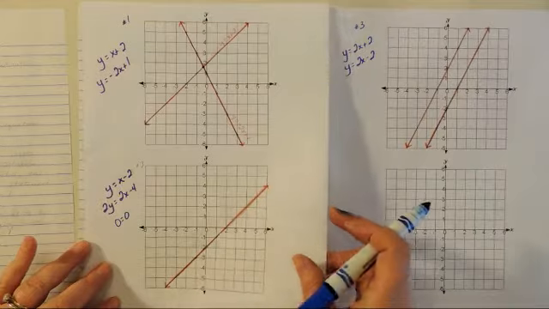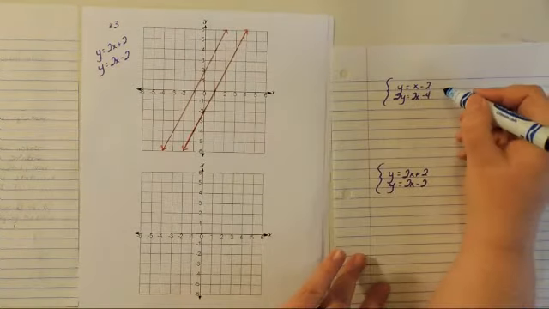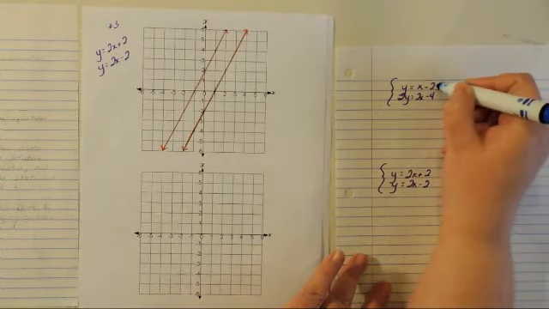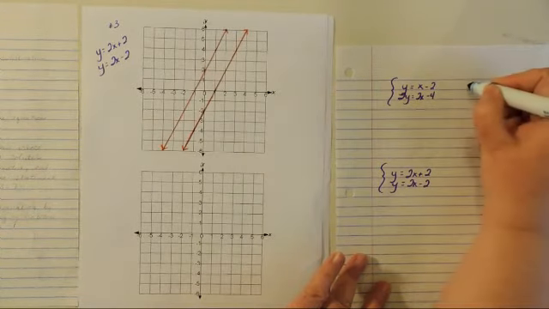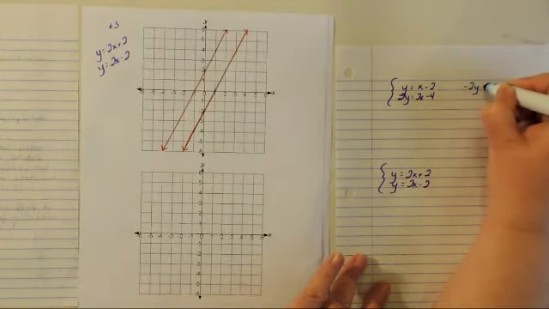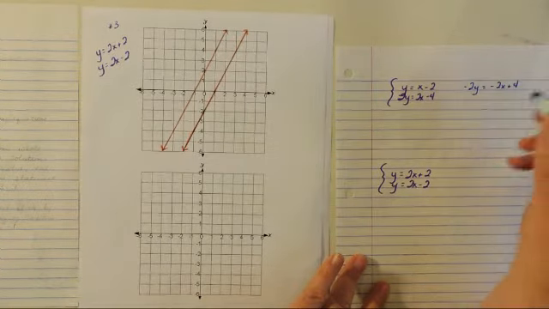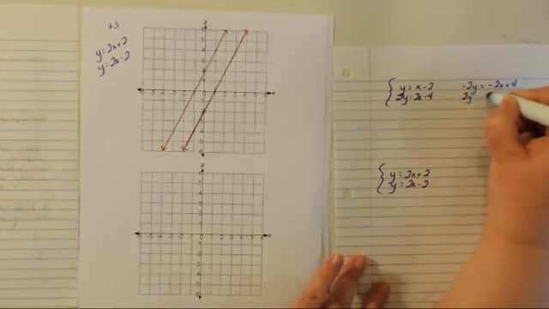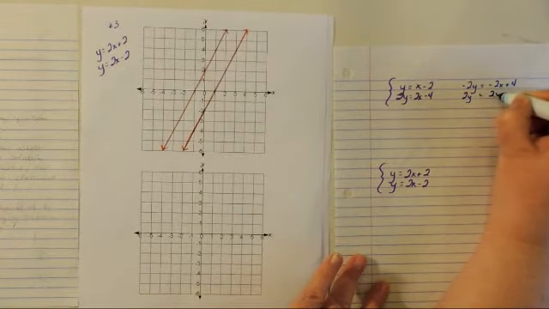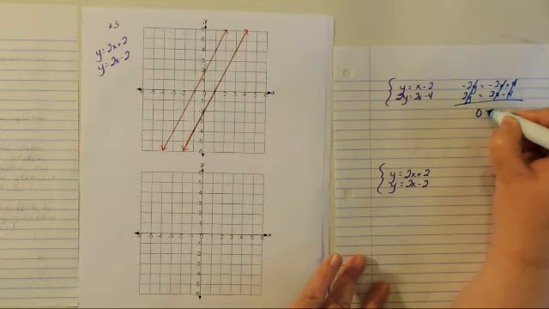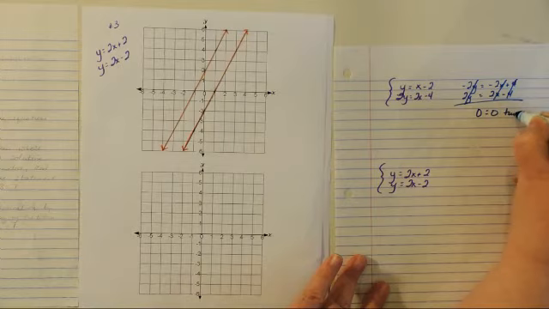So let's do that. Let's use elimination. We're going to multiply both sides by negative 2 on the top. So we'll end up with negative 2y equals negative 2x plus 4. We're going to add that to the bottom equation. And that's 0, 0, and 0. So we get 0 equals 0, which is a true statement.